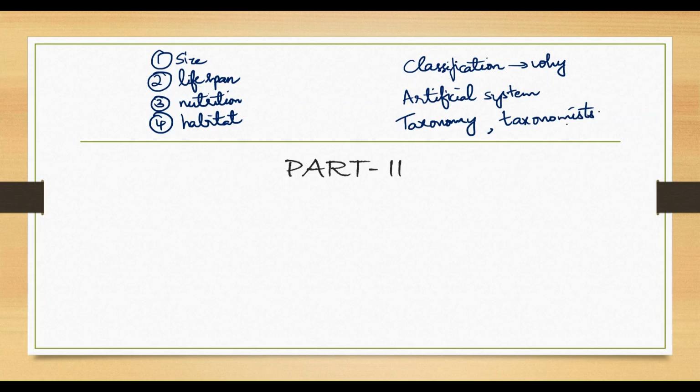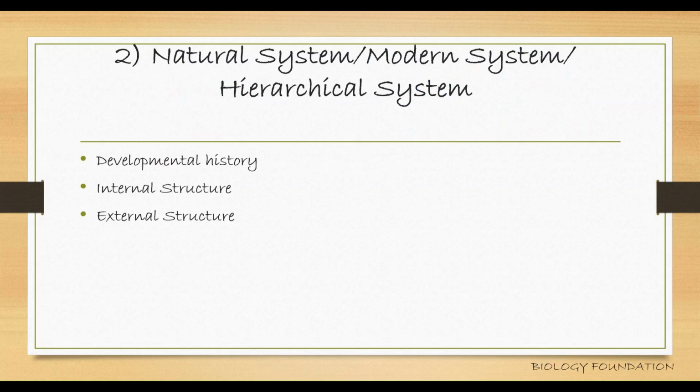In part 2, let's discuss the other system of classification, which is known as the natural system of classification. This natural system of classification is also known as the modern system of classification, or it is also said to be the hierarchical system of classification. Now, the modern or natural system is widely used for classification of living organisms, unlike the artificial system.